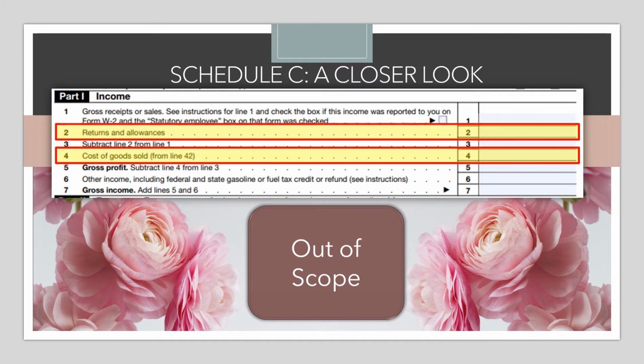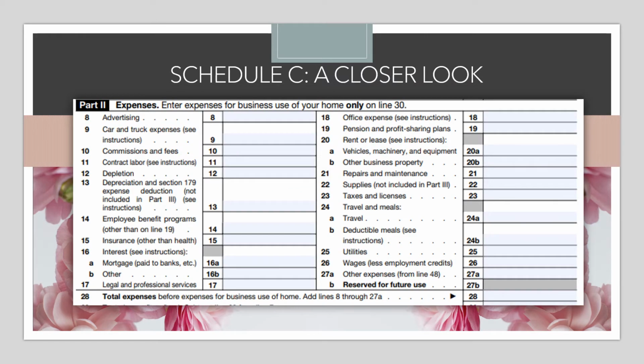So then we have our part 2, which is for expenses, and these are general expenses that lots of businesses have. And we'll look a little bit closer at the particular kinds of expenses that we as VITA volunteers can help our clients with. So we're going to navigate away from the Schedule C for a minute while we look at that.